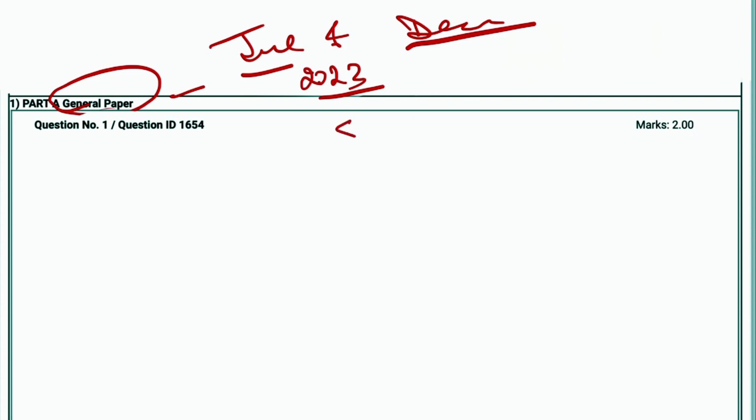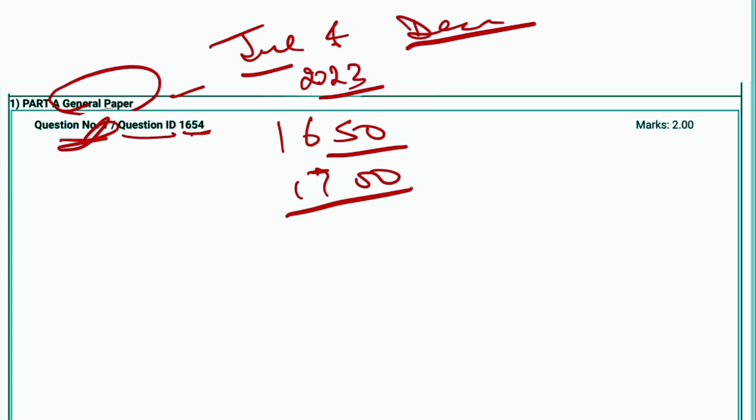So the first part contains 50 questions, and in this paper we will go by the question ID and not by the question numbers. Why? Because these question IDs are the correct sequence of the questions. So it starts with 1650 and goes up to 1700. All right.